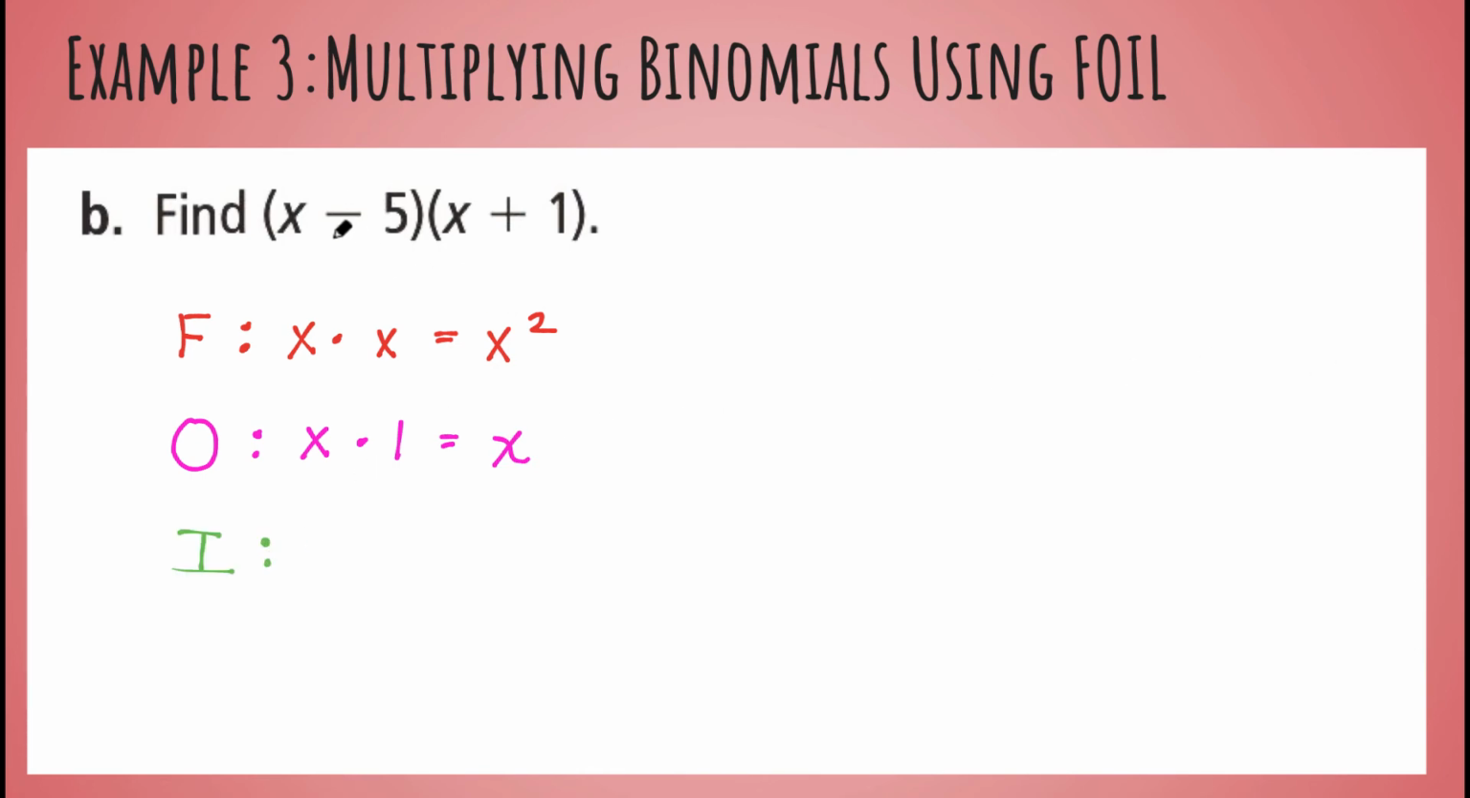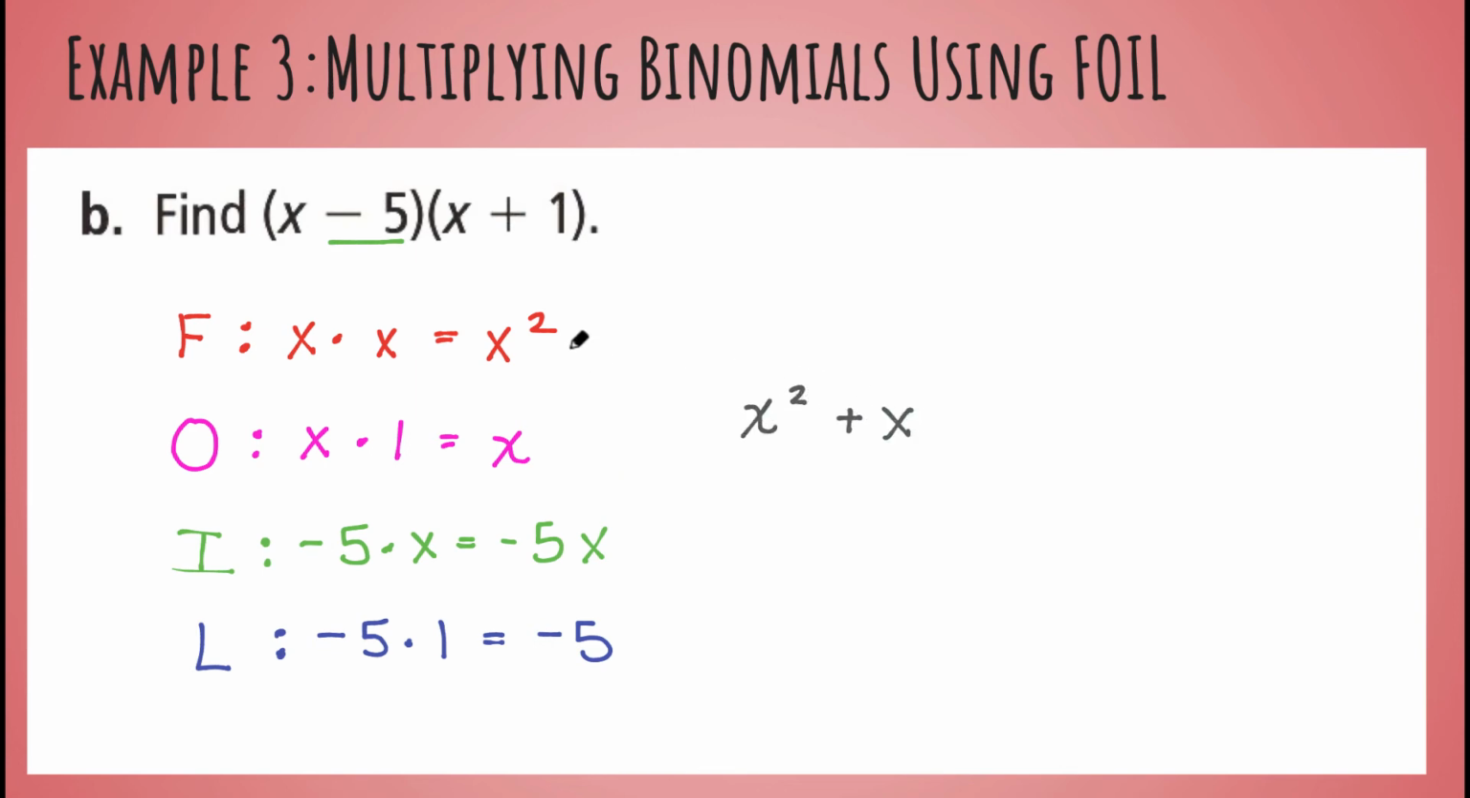Inner terms, so I have to make sure I take the sign with the number here. This is a negative 5 times x. So I get a negative 5x. And the last terms, negative 5 times positive 1 is a negative 5. Next, I'm going to sum the products together. So x squared plus x plus a negative 5x minus 5. Collect like terms. x squared minus 4x minus 5.